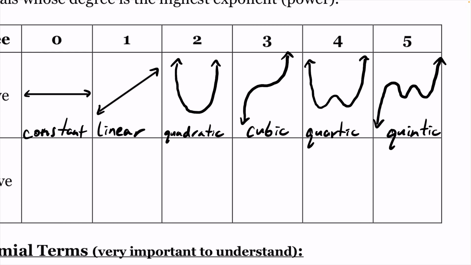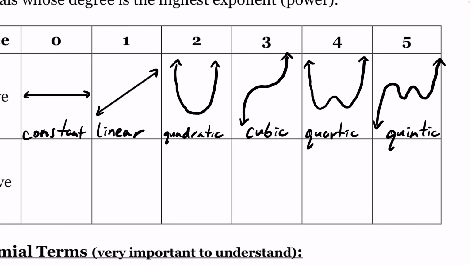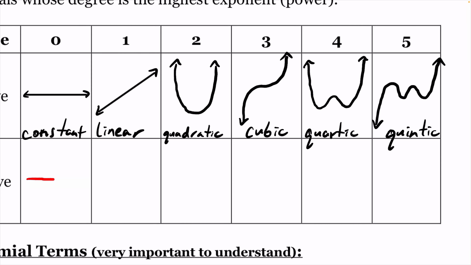So those are positive, what we call positive. Now the negatives, what do the negatives look like? Well, they still have the same name. So they're still constant, linear, quadratic, cubic, quartic, quintic. But their pictures might look different. So let's see. A negative constant doesn't do anything different. Doesn't grow, doesn't go up, doesn't go down. It's just constant. Something that never changes.